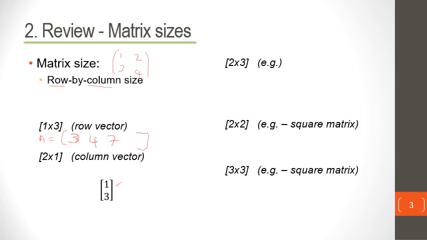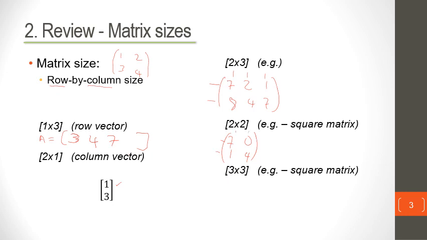An example of a 2 by 3 matrix would be when I have 2 rows, so I'll have a row here, and then 3 columns. So I have 2 rows, 1, 2, and 3 columns, 1, 2, 3. So it's a 2 by 3 matrix. And then I can have an example of a 2 by 2 matrix. There are 2 rows, 1, 2, and there are 2 columns, 1, 2.